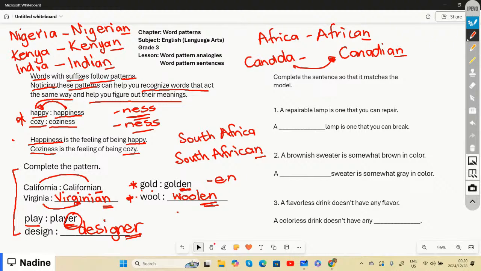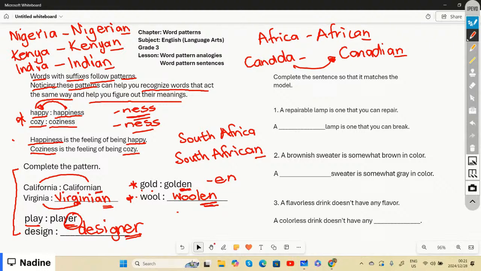The same with player. If you play a game, you are a player. If you design something, you are a designer. Right? So these words you can recognize because they act the same way. And also by following a pattern, the suffix pattern, it can help you to figure out their meanings, right? Because now the meanings are kind of similar because they also act the same way.